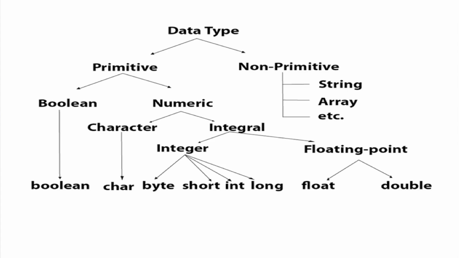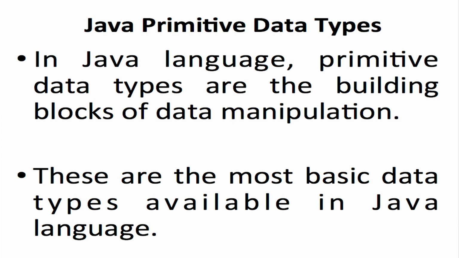And again you can see Java primitive data types. In the Java language, primitive data types are the building blocks of data manipulation. So they are a very important part, and when we start a program, first of all we have to declare a variable. That's why Java primitive data types are very important. These are the most basic data types available in the Java language.